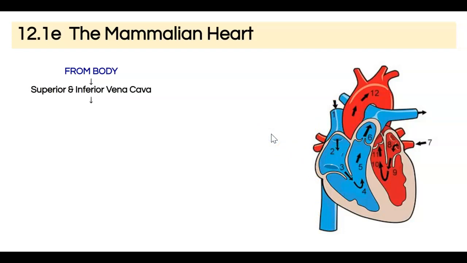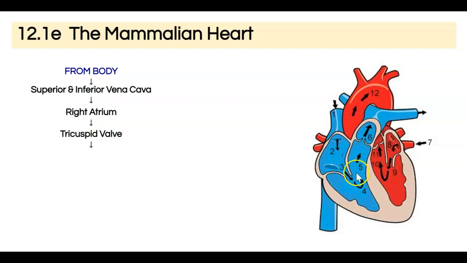I'm hoping you can kind of guess before I highlight it. So, blood's coming from the body into the heart via the superior and inferior vena cava. Where is it traveling then? Oh, it's going to the right atrium. And then from the right atrium, it's going to pass through this valve. What do we call that valve? It's the tricuspid valve.